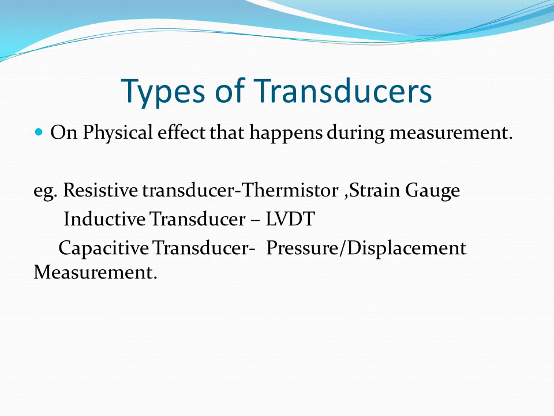When you come to the LVDT, the linear variable differential transformer, the displacement given to the LVDT produces a change in the inductance. That's why the LVDT is called an inductive transducer. When you come to a pressure or a displacement measurement, a change in the displacement produces a change in the capacitance of the circuit. So that's why this type of sensor, a pressure or a displacement transducer, may also be called a capacitive transducer.